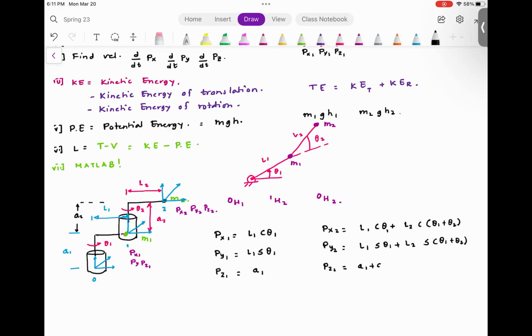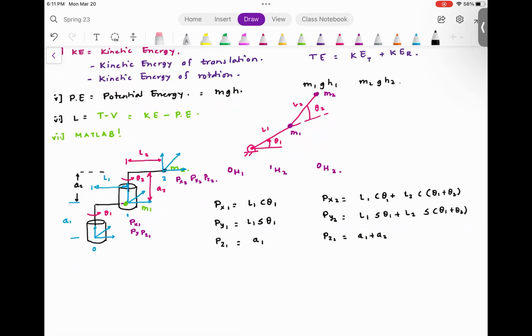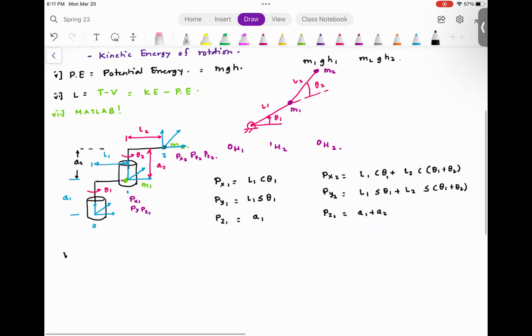A1 plus. Now what needs to happen is once we find out the Px, Py, Pz, I want to find out the kinetic energy. For that, I need to find out the velocity. So I need to find out Vx1, which is d by dt of Px1. And L1 cosine theta 1 is nothing but L1 minus L1 sine theta 1 dot.